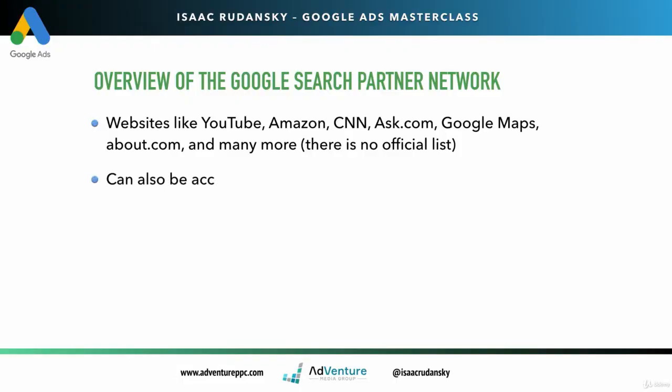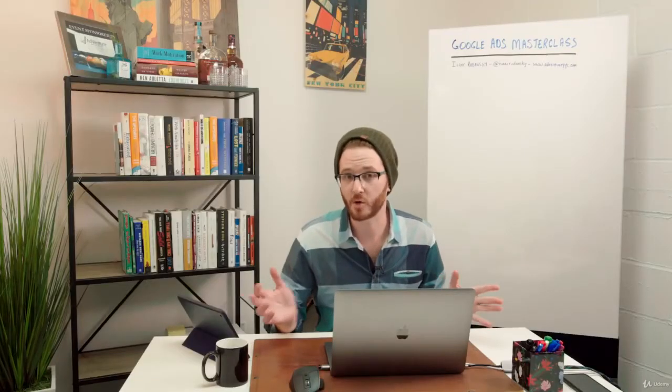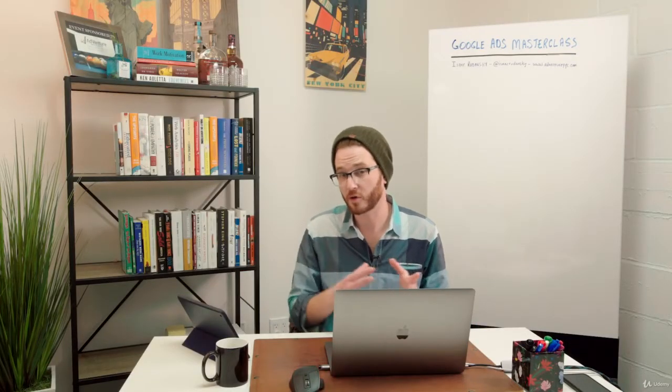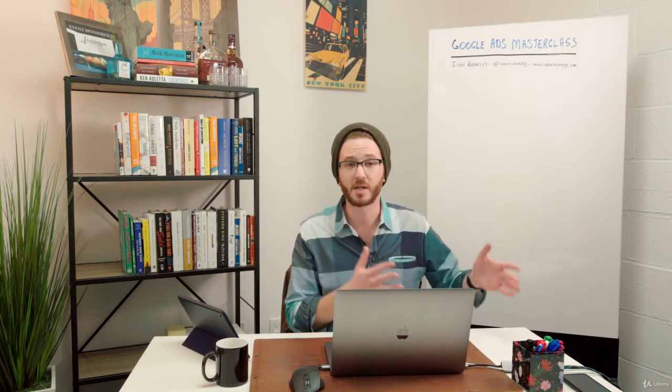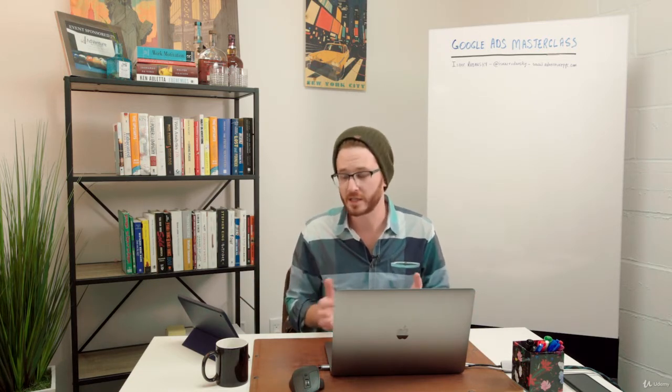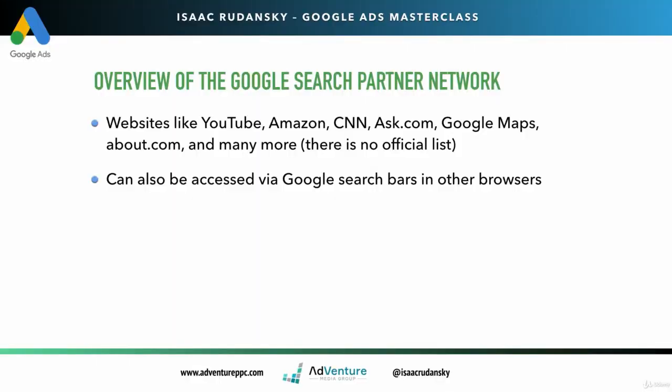Amazon actually does have ads that are shown on its pages that are sent and placed via the Google Search Partner Network, and I'll show you after these slides what that looks like. These ads can also be accessed via Google search bars in other browsers and on other websites. So if you're using Firefox or Safari and you have a plugin for Google Search, then when somebody searches there and I see the results on that page, that could also be considered part of the Google Search Partner Network.